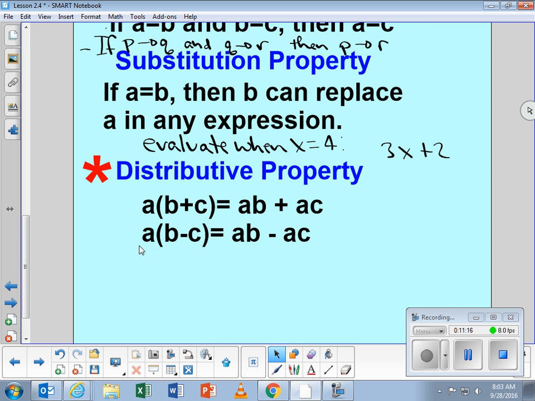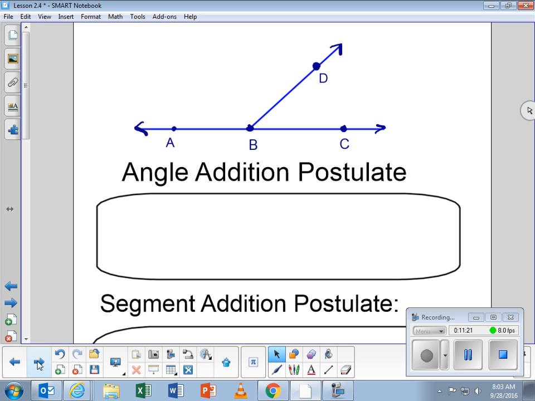Any questions on any of these properties? Okay. Turn in the page then.